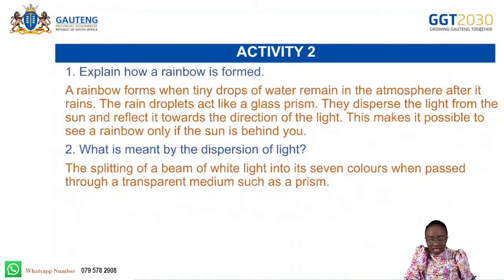What is meant by the dispersion of light? This is the splitting of a beam of white light into its seven colors when passed through a transparent medium such as a prism. Please do take 1 minute to copy down these solutions.